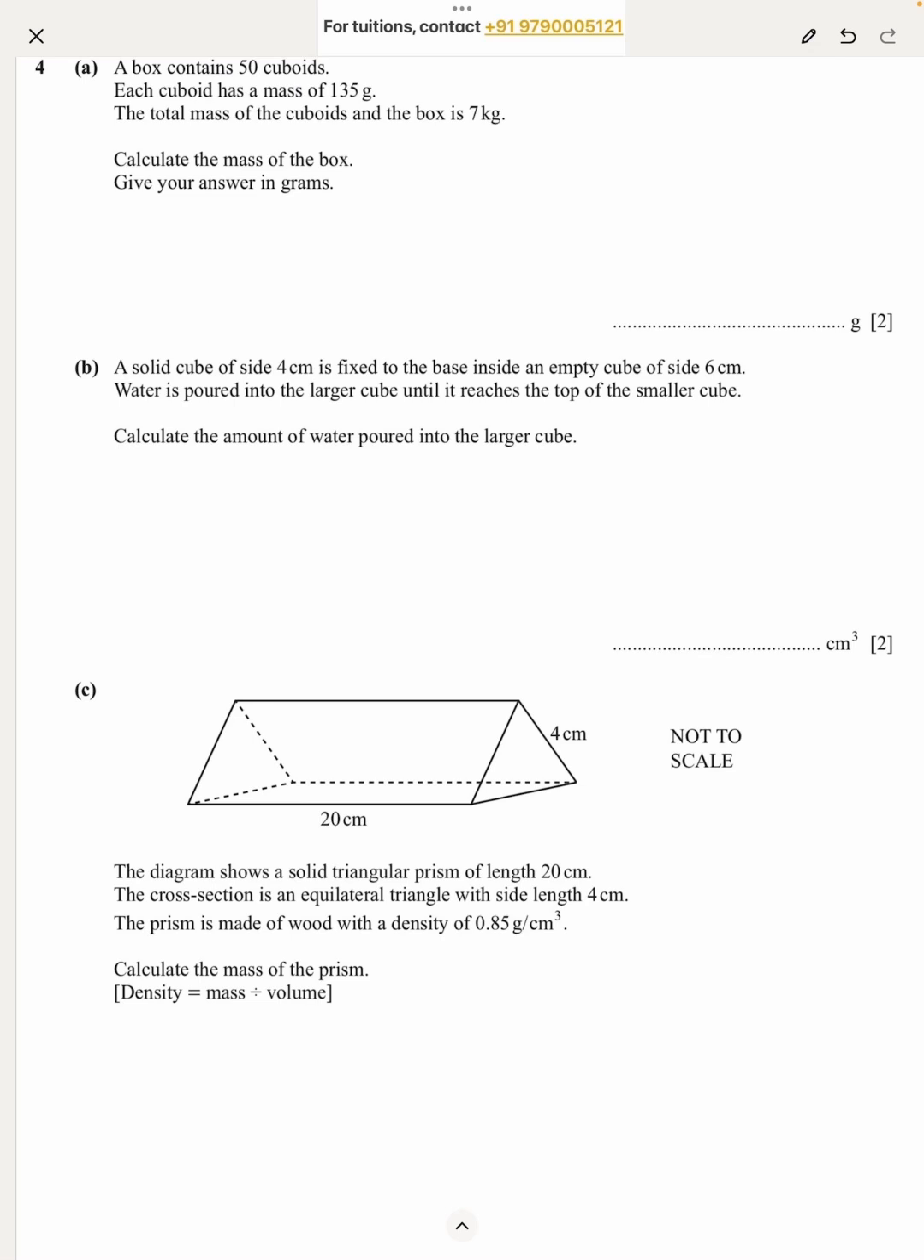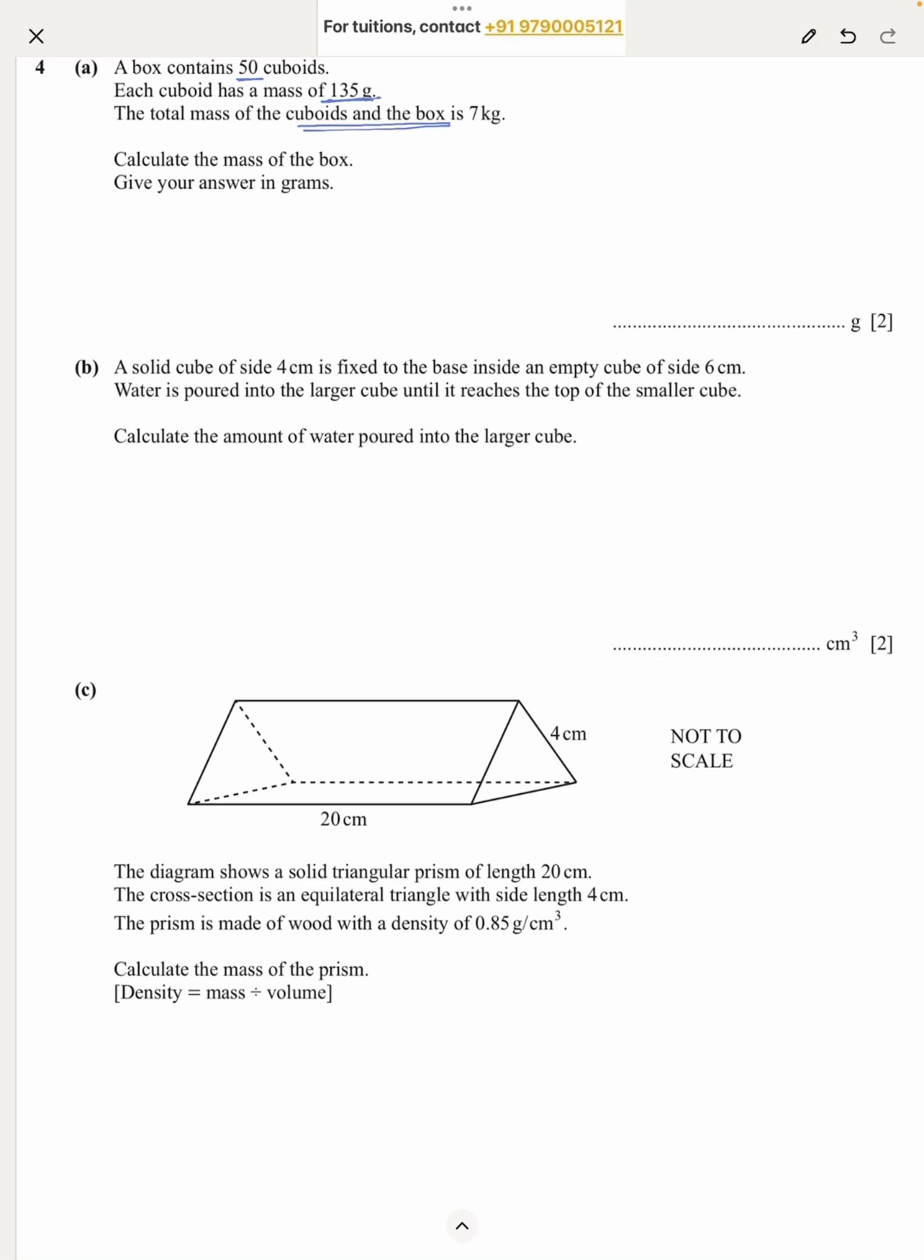Okay, so we have to give our answers in grams. Fine. So there are 50 cuboids and each cuboid is 135 grams. Now these cuboids are kept inside one box, and that box is what we have to figure out. Mass of the box we have to find out. So they have given cuboids plus box.